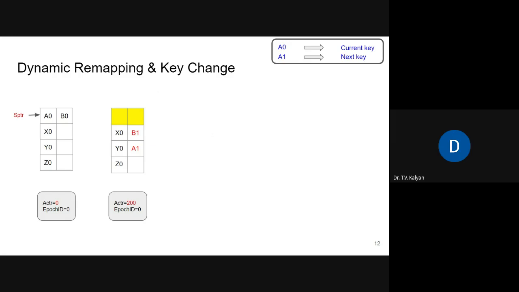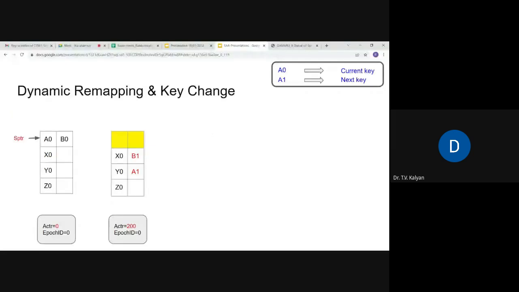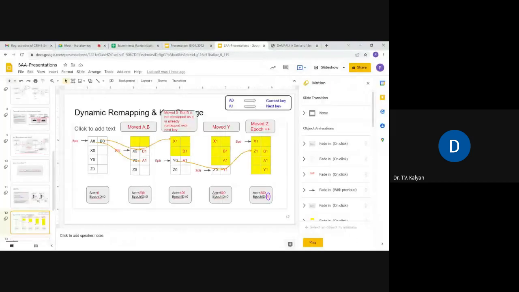But then both A1 and B1 should be mapped to the same set, because the key is the same and the original index is the same. So they are using some additional bits and doing something. And the follow-up question I had is whether this entire remapping changes only the tag array or even the data array also. Because changing something in the data array is very penalizing, because the data is 64 bytes and the tag is hardly 20-30 bits.